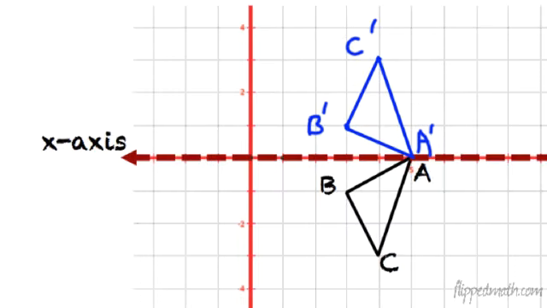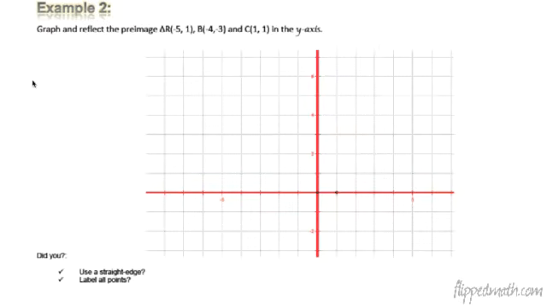And they are the same size and shape, so it's an isometry. They're congruent. Let's try the next one. Example 2: graph and reflect the pre-image, ABC, in the y-axis. Why don't you try this one all by yourself? It's going in the y-axis, not the x-axis.